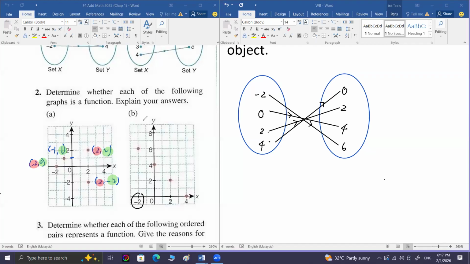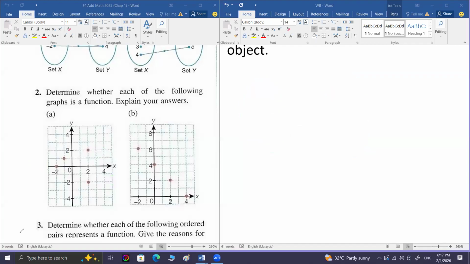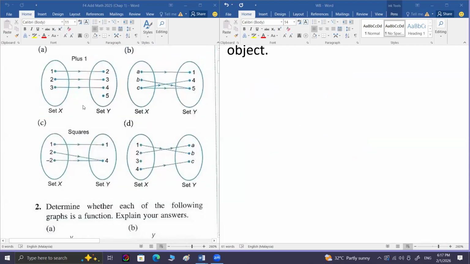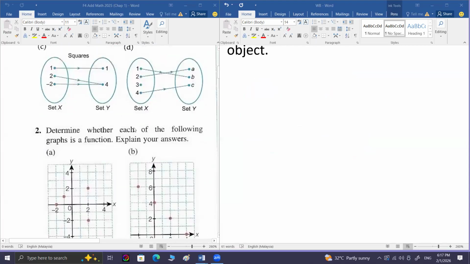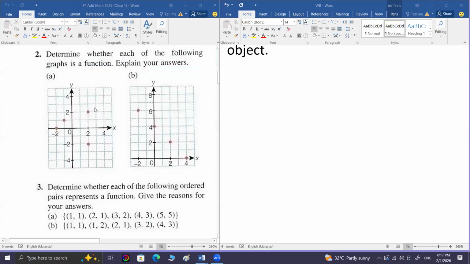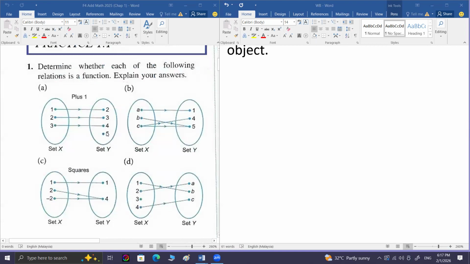Okay, we continue with question 3 now. Determine. This is an arrow diagram. This one is a graph. And this, we call it ordered pairs. When the question asks you to write ordered pairs, you write in this way. Graph, ordered pairs, and arrow diagram.